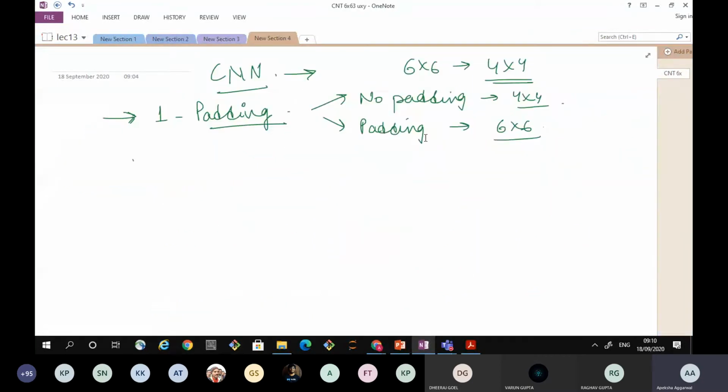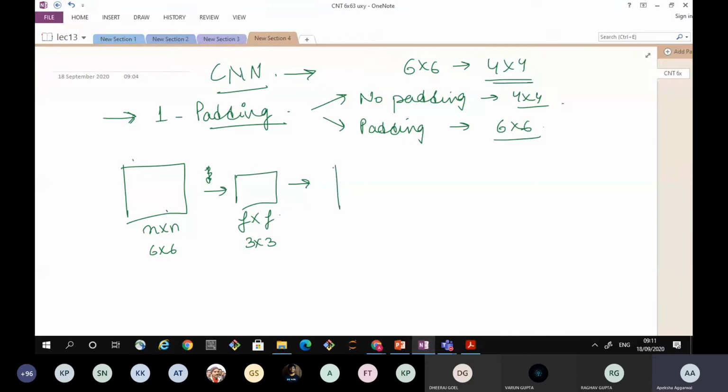Now if I do padding, so what do I want is, if I'm doing padding over an n cross n image, and I am applying this filter, which is f cross f. Size of this filter is f cross f. Let's say 6x6 was input and this was 3x3. And if I am applying padding to it, initially I have to apply padding to this n cross n image. So what I will do is I will add a layer of zeros.